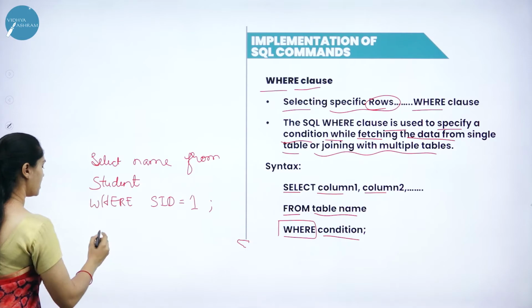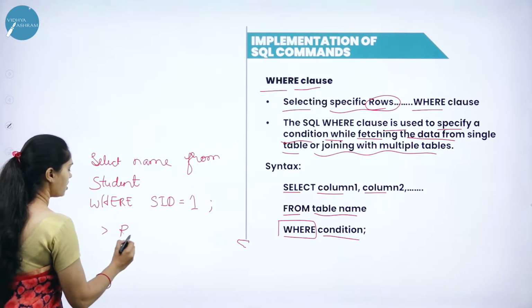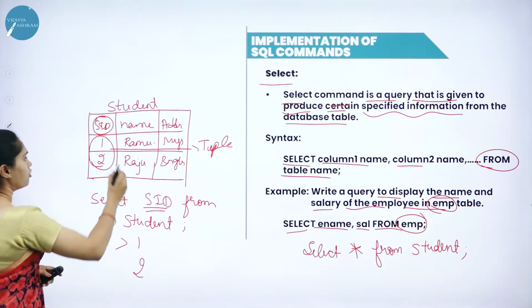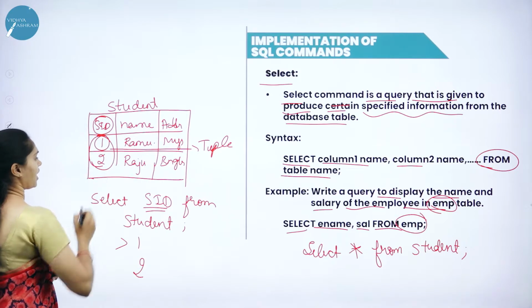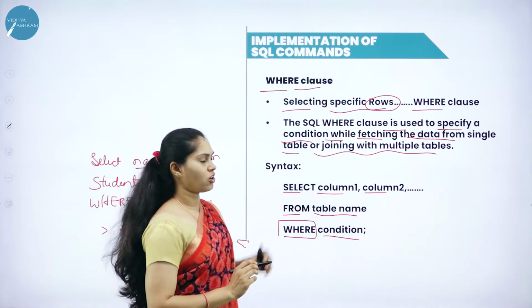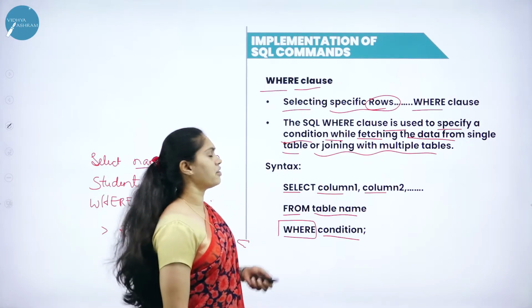So what will be the result for this? The result will be Ramu, because we are fetching the content of the column called name from the student table where student ID is 1. So in order to get a particular value, or a specified row of a table, we have to go with this where clause.